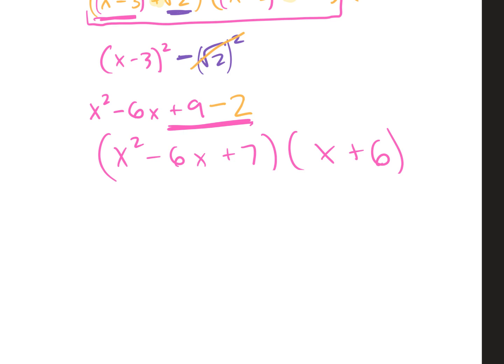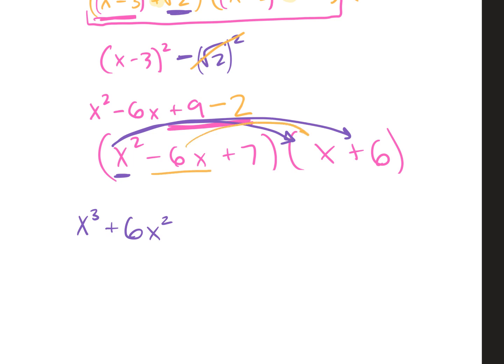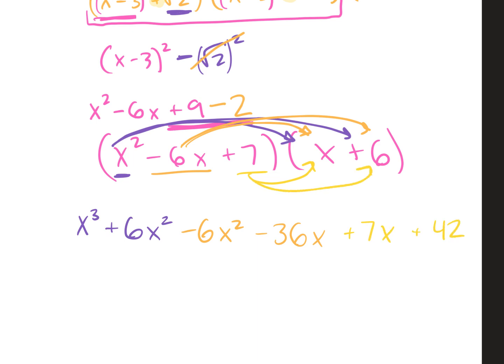It's a little bit more than FOILing just because we have 3 terms in the first one and 2 in the second, but we just make sure everything in the first set of parentheses gets multiplied to everything in the second. So starting with x squared, we have x squared times x, which would be x to the 3rd power. Then x squared times 6 would be 6x squared. Then we can move on to negative 6x. So negative 6x times x would be negative 6x squared. Negative 6x times 6 would be negative 36x. And then 7 times x would be 7x. And 7 times 6 is 42.